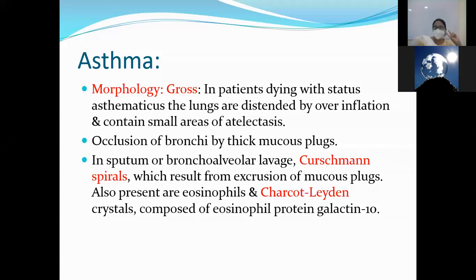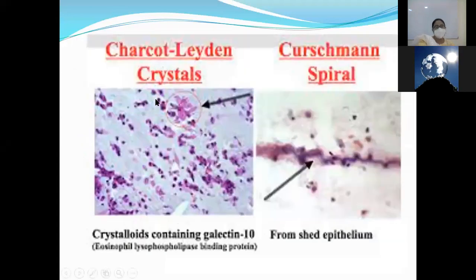Okay beta, please memorize these two words, Curschmann spirals and Charcot-Leyden crystals. Basically, Curschmann spirals result from extrusion of mucus plug, and these are due to shedding of airway epithelium, while the Charcot-Leyden crystals are due to eosinophil breakdown, and are a combination of the eosinophil protein galectin-10. Clear? So beta, these are two components which can be seen in an asthmatic patient, Charcot-Leyden crystals and Curschmann spirals.